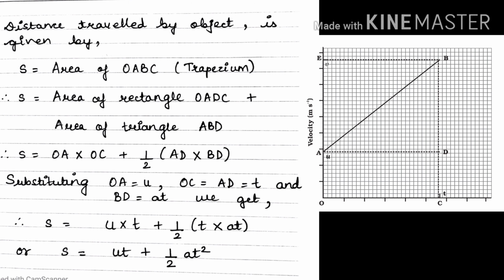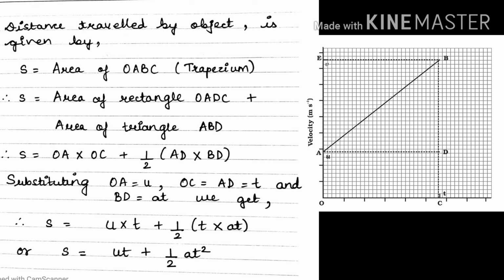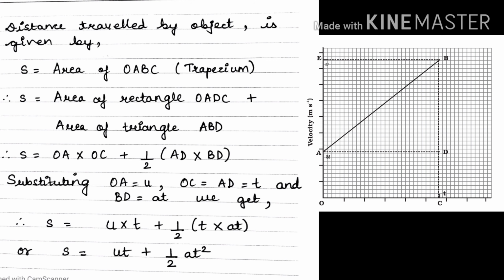Now from the graph itself, we observe that OA is representing the initial velocity. Again, OC is equal to AD, which is equal to time. And from the previous derivation, we know that BD is equal to at. Substituting the values in the above equation, we get s is equal to ut plus half at square.